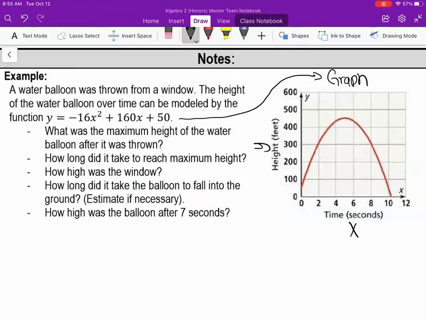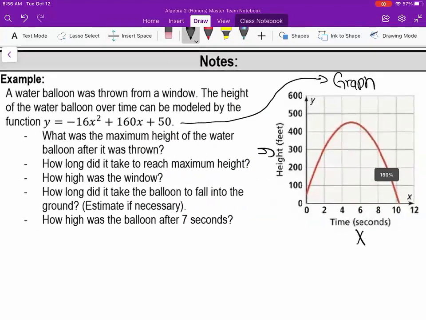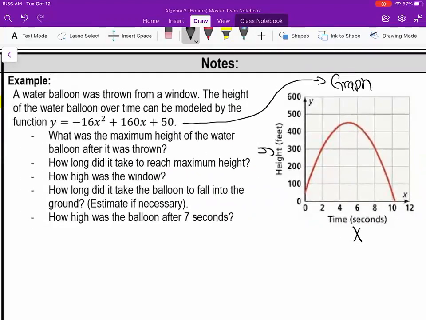Okay, so for example, let's take question number 1. What was the maximum height of the water balloon after it was thrown? Well, given the graph, we can see that the maximum height was somewhere over there, right? Well, we can't really see where it is. It could be around 450, somewhere between 400 and 500 feet. Well, how can we figure this out? We know that your maximum point is also your vertex. So if we find the vertex, we should be able to find the maximum height.